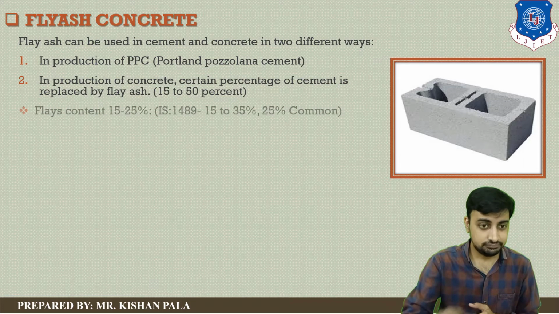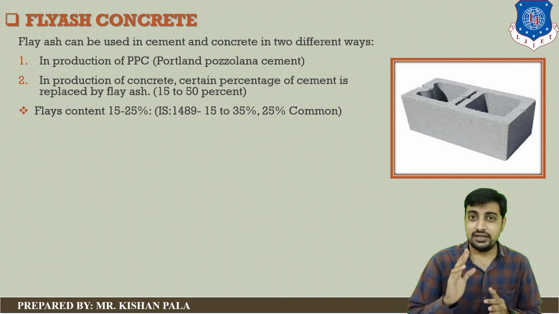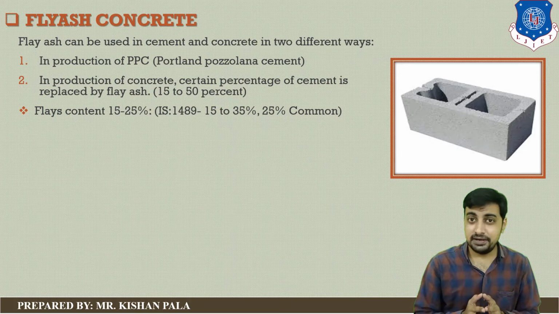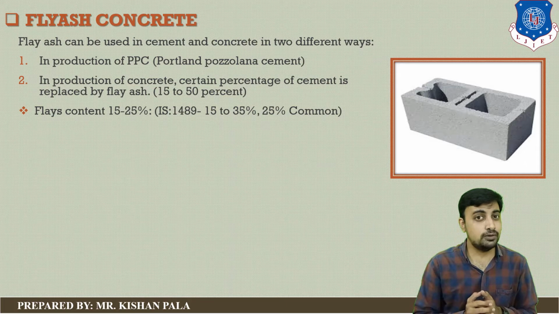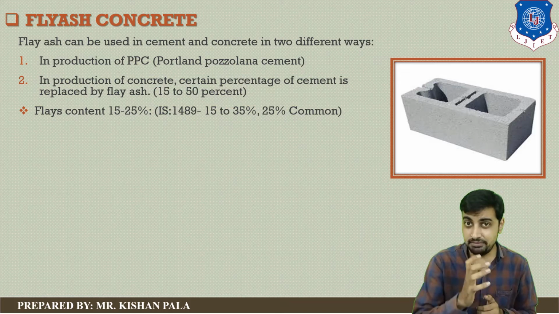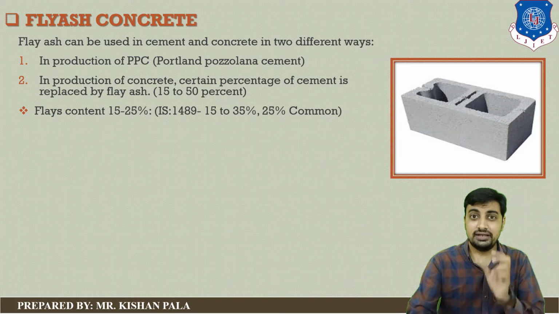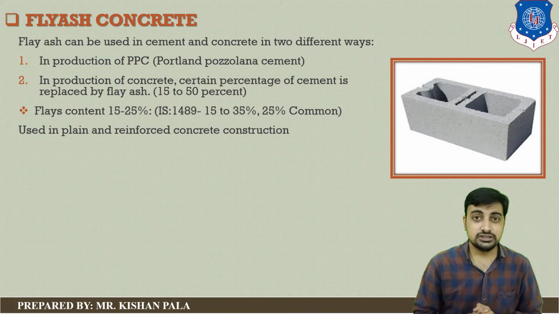So we can classify it: first, fly ash content used between 15 to 25 percent. As per the Indian Standard, which has given particular criteria, you can use 15 to 35 percent of the total binder material, which is the cement mass, and commonly we use 25 percent replacement of the binder material. This type of criteria is generally used in PCC and RCC, plain cement concrete and reinforced cement concrete.